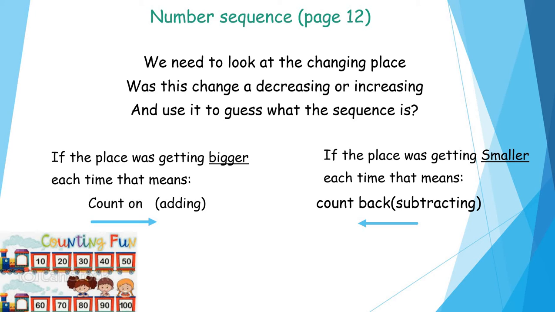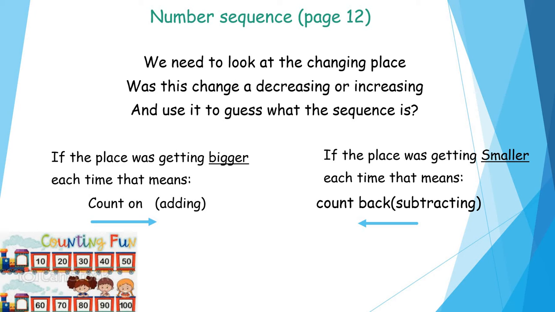If this place is changing to be bigger, that means we are counting on. So we are adding something to this place. Maybe we are adding 1, maybe we are adding 10, maybe we are adding 100, maybe we are adding any other number, okay? But the concept that we need to know is that if the place is getting bigger, we are counting on, we are adding, we are giving this place something more. So we are going more.